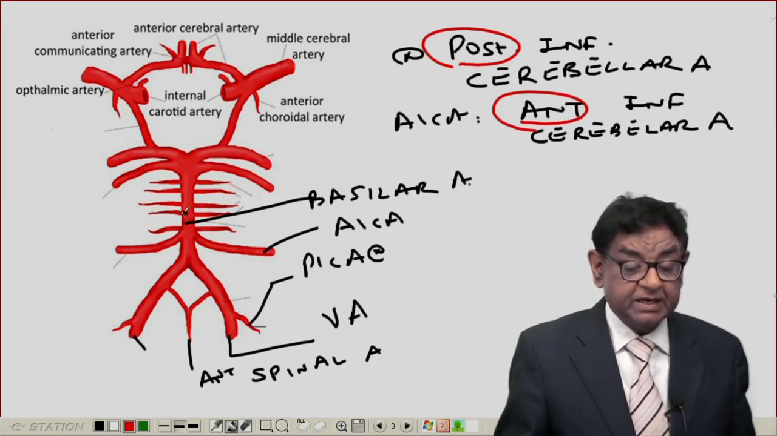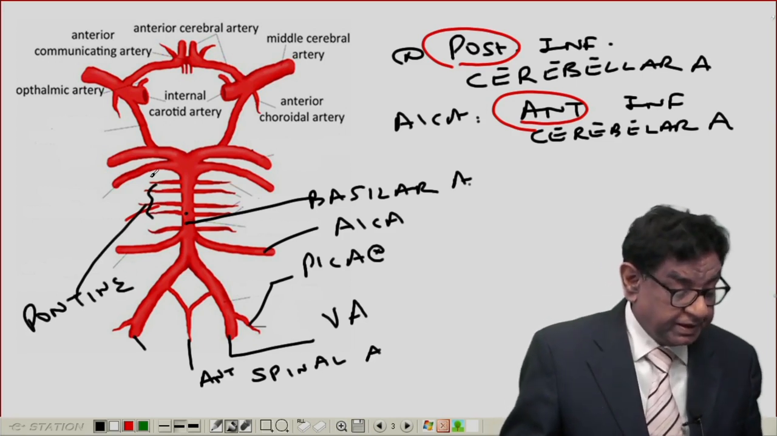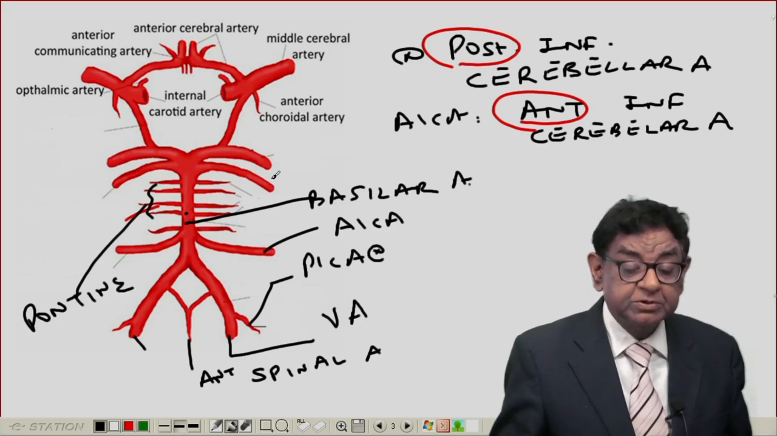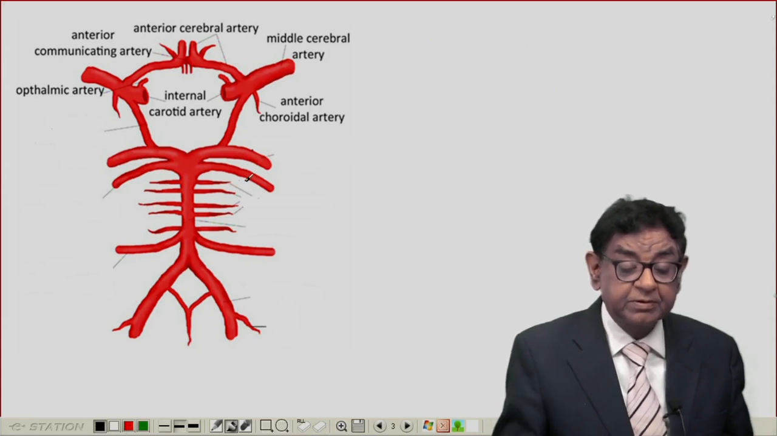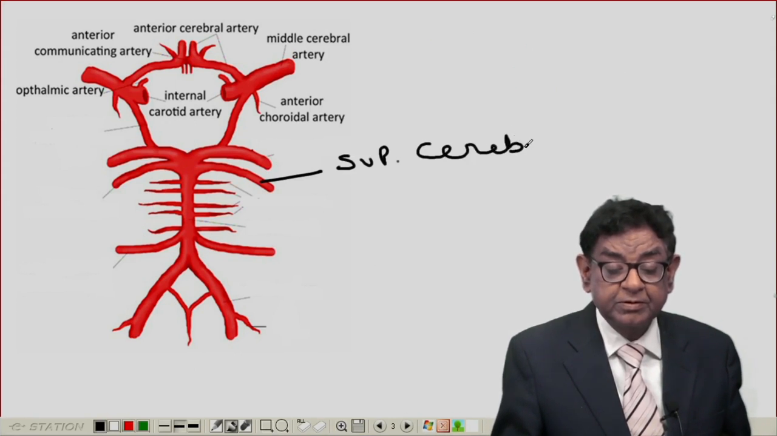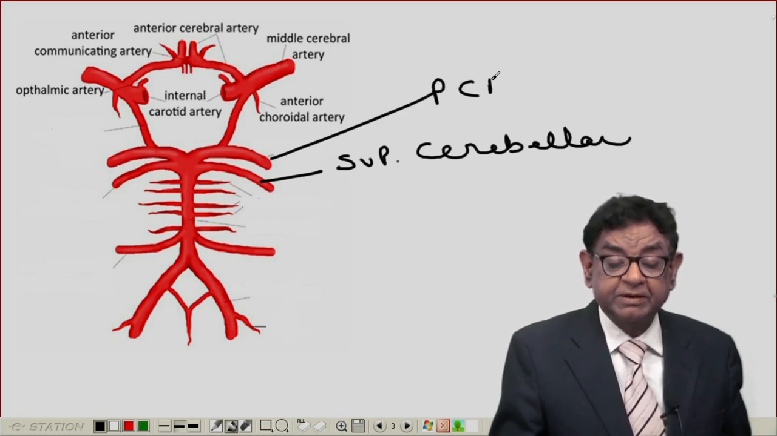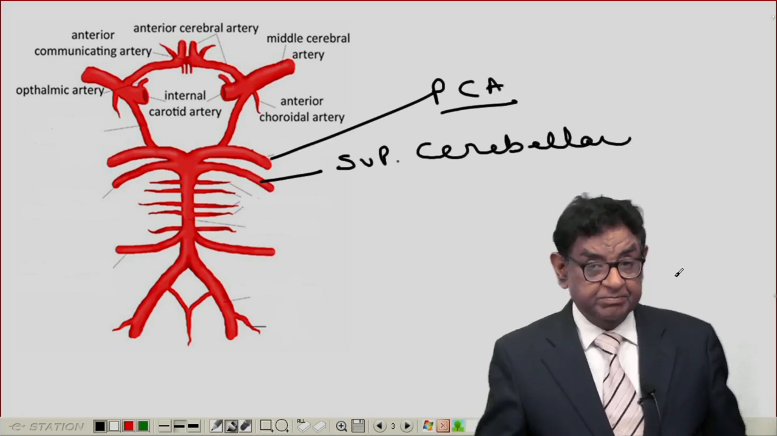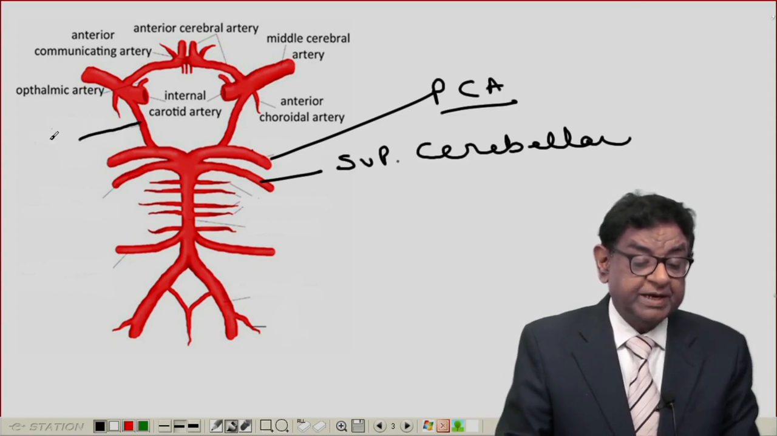Well, these are the pontine branches. And here is the superior cerebellar artery. And this is the posterior cerebral artery, PCA. And this is the posterior communicating artery.